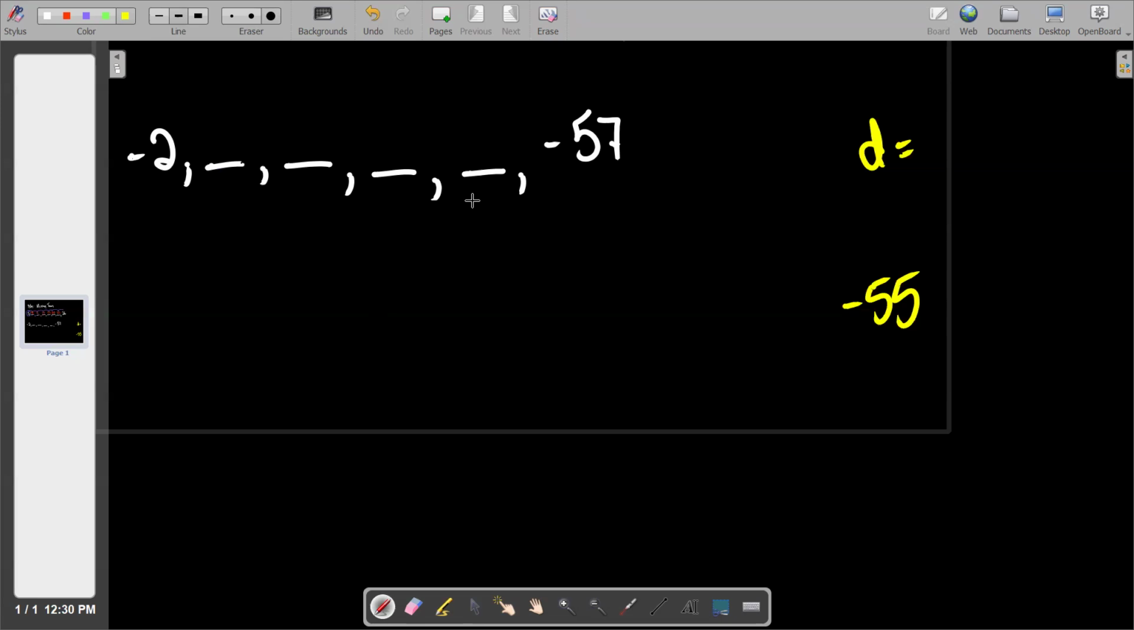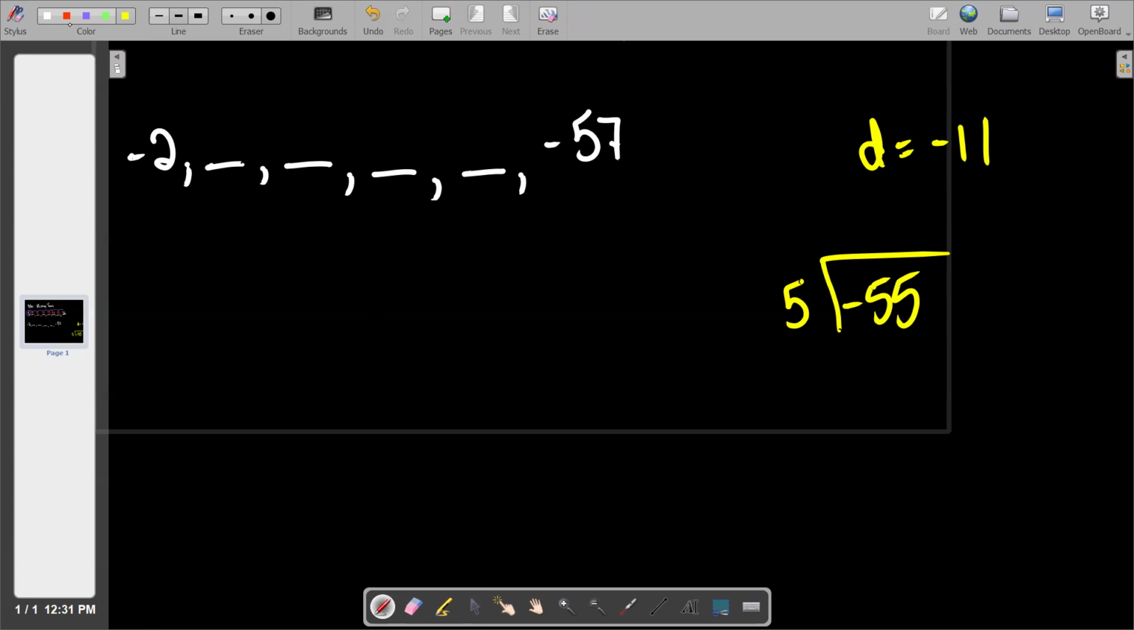Because if you make 4 jumps, you're not there yet. You only get to the 4th lily pad. You've got to make that one more jump to get to the actual number. So if you take the distance between the two and you divide it by the number of jumps, which is 5, what do you get? Negative 11, which tells us now that we can fill in the sequence by just subtracting 11 over and over again.